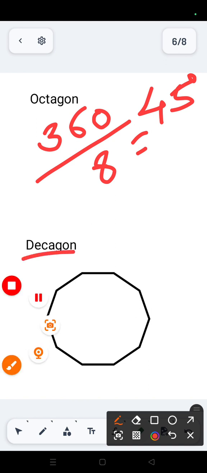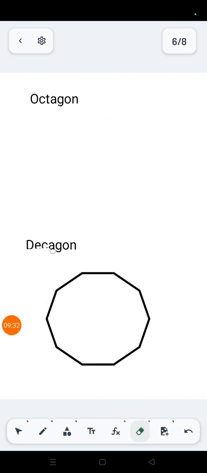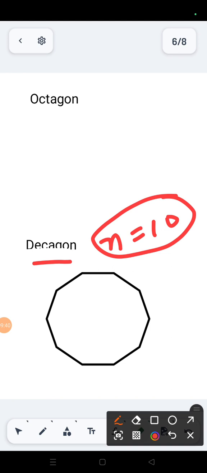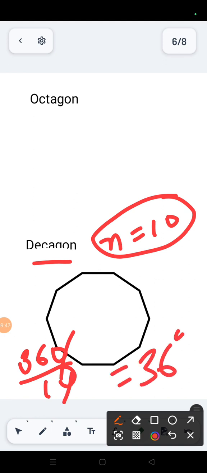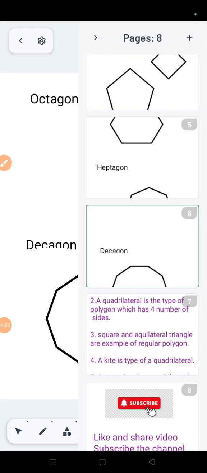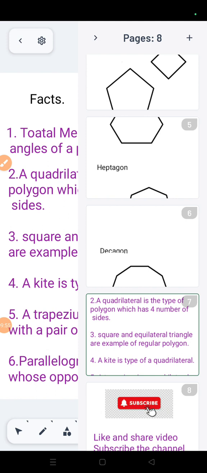Now come to the next figure, decagon. So in the case of a decagon there are 10 sides. So the value of each interior angle will be 360 divided by 10. So it will be 36 degrees. So these are the types of polygon and their names. Now come to the next slide.